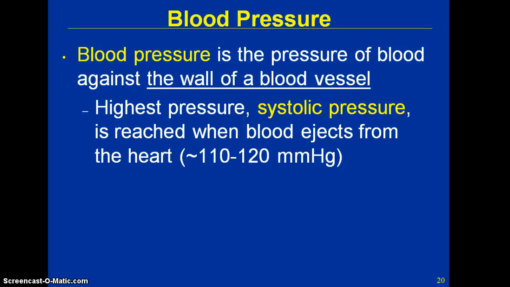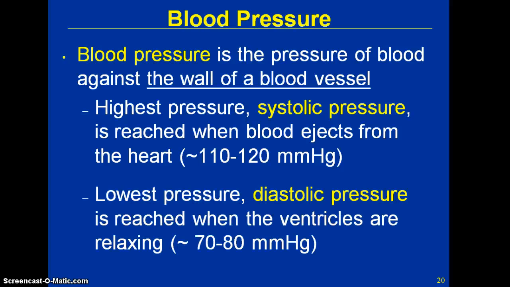Generally speaking, on average, it can vary between about 110 to 120 millimeters of mercury. The lowest pressure is known as the diastolic pressure, so that's when the heart is relaxing and the ventricles are relaxed, so they're not generating pressure. And that, again, will generally vary between about 70 to 80 millimeters of mercury. So when we write blood pressure, we write systolic as the number on the top of the reading and diastolic as the bottom number of the reading. So we can say something like 110/70.